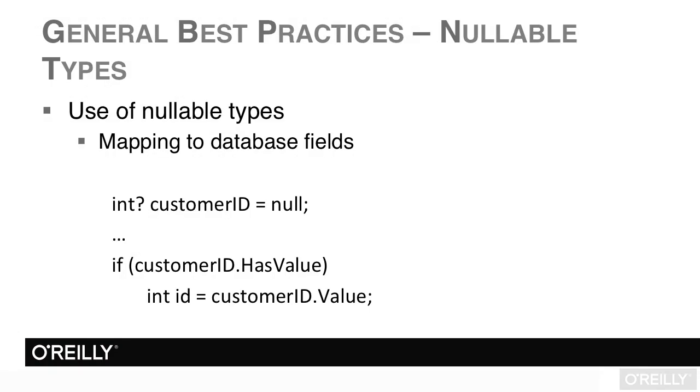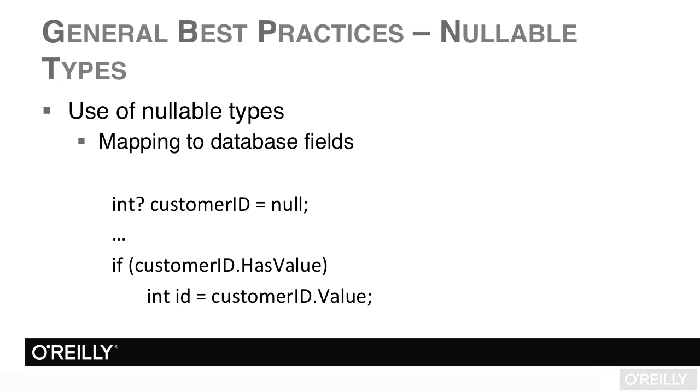Nullable types are a handy thing, particularly in mapping to database fields. And I'm not sure enough people actually are aware of them or know how to use them. So I thought I'd put that in here. So in this example, we have a nullable integer, as denoted by that question mark after the int type. You can also use a nullable keyword as well. So we have a nullable integer for our customer ID, and I set it equal to null.